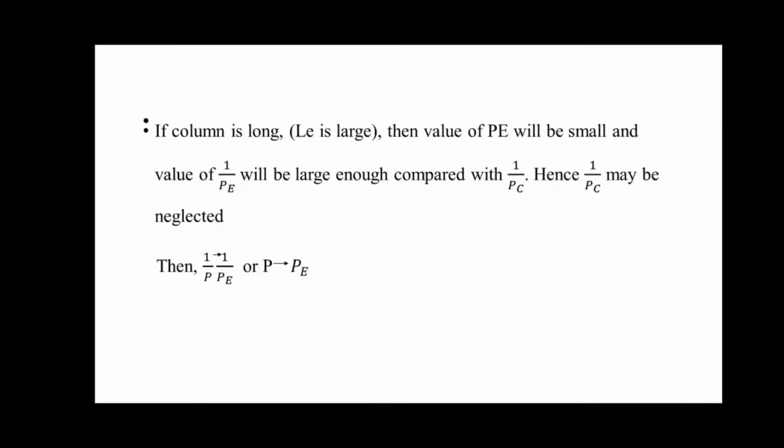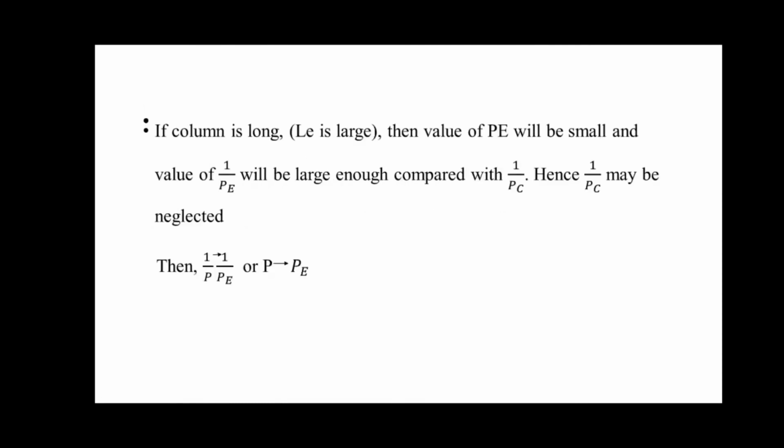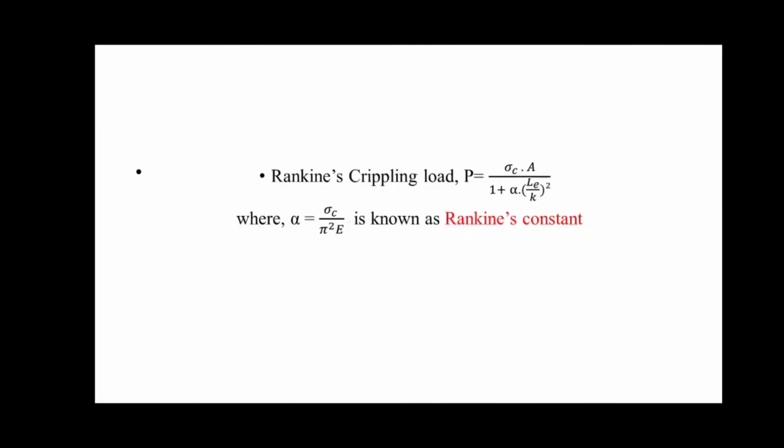Then for a short column, the crippling load by Rankine's formula is approximately equal to the crushing load. So, the Rankine's formula 1 by P is equal to 1 by Pc plus 1 by Pe gives satisfactory results for all the lengths of columns ranging from short to long column. And by deriving the equation 1 by P is equal to 1 by Pc plus 1 by Pe, finally we will get the value for Rankine's crippling load.